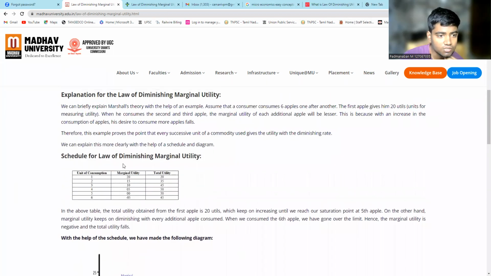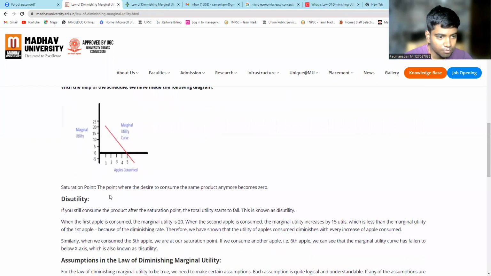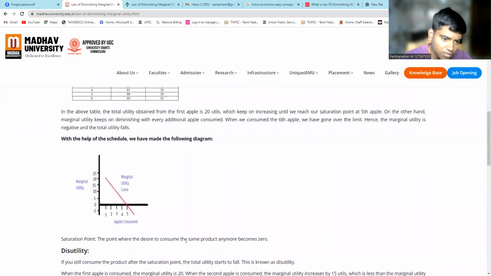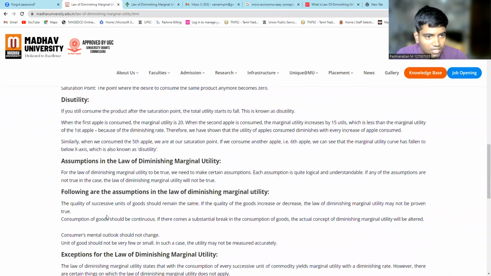So the demand schedule, the law of diminishing marginal utility tabular column, was drawn up in the graph. Saturation point is the point where the desire to consume the same product any more becomes zero. The point at which the desire totally vanishes is called the saturation point. If you still consume the product after the saturation point, the total utility starts to fall. This is known as disutility.